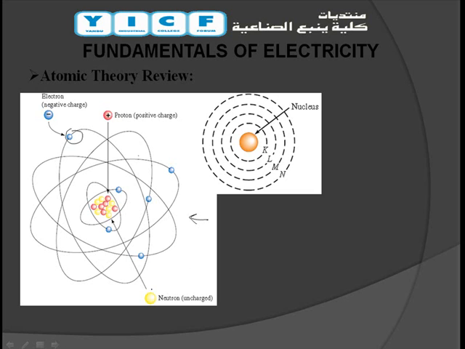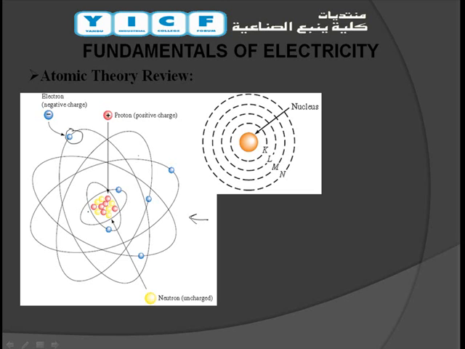Since they are equal and opposite, because the electron has a negative charge while the proton has a positive charge, this atom is electrically neutral.